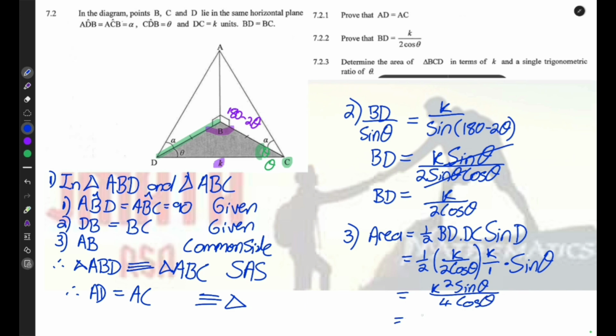They asked me for a single trig ratio. Sine over cos is tan, so this is K squared tan theta over 4. That was the 2D, 3D trig question in that year's paper. Sorry, I don't know which year this was, but it could have been tricky, but if you just follow the rules, you would get to the answer.